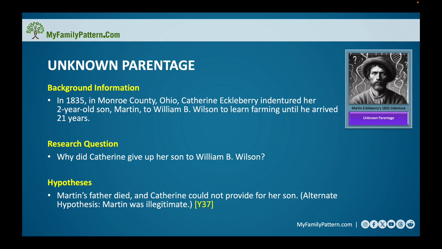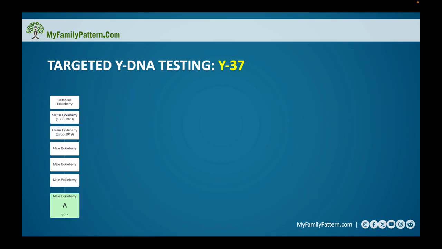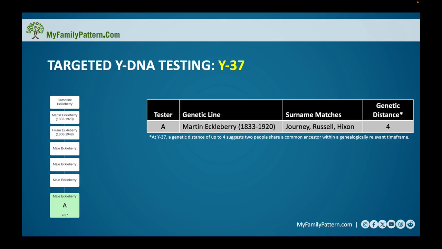Or the alternative could be that perhaps Martin was illegitimate and her family and perhaps she herself thought it was best to provide her son to somebody else to raise. So Y-DNA is perfect to answer this. So I recruited somebody who is a direct male descendant of Martin Eckleberry to take a Y-DNA test. And I started with the basic because I needed to understand through Y37 what kind of results he would have before I invested in something greater.